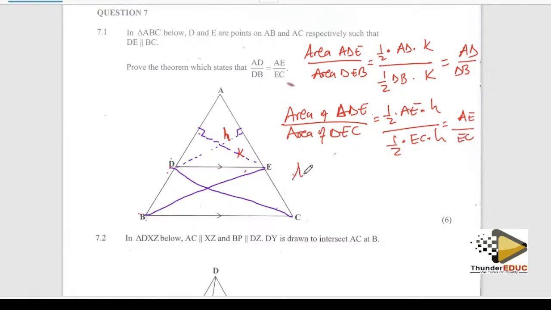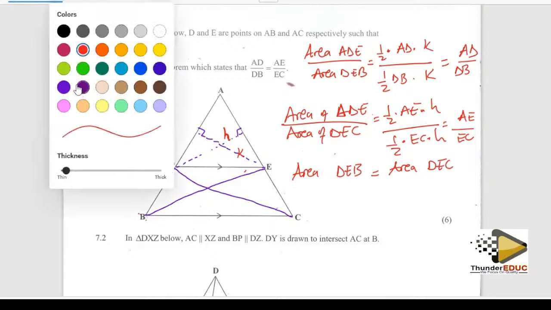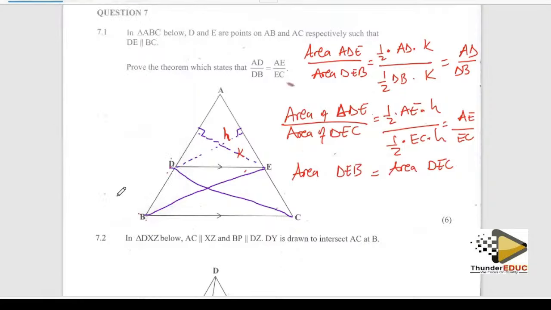But one thing we know is that the area of DEB is the same as the area of DEC. Let me just highlight this separately. So it's saying the area of DEB, the area here must be the same as DEC, the area of this side. That's what we're saying.